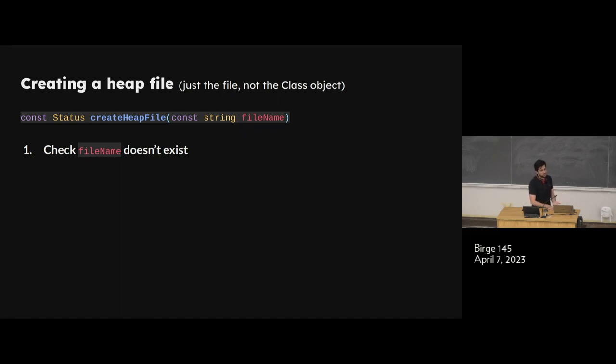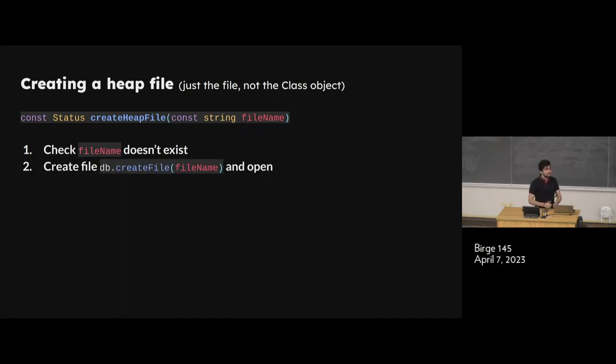First step is pretty straightforward. You take the file name and check that it does not exist already, right? Because files should be uniquely identified by their file names. So you check that the same file does not exist. If it does exist, just throw an error. If it does not exist, create that file.